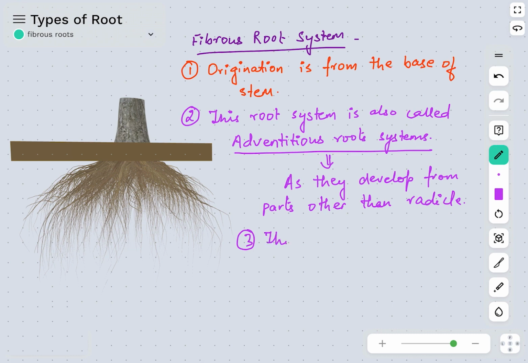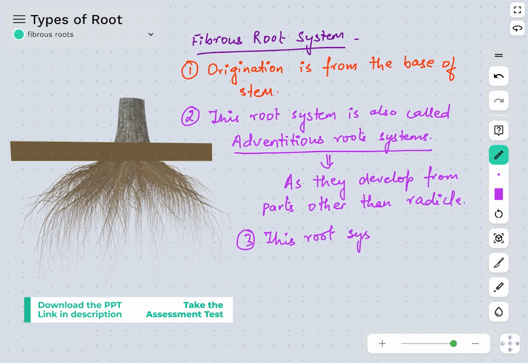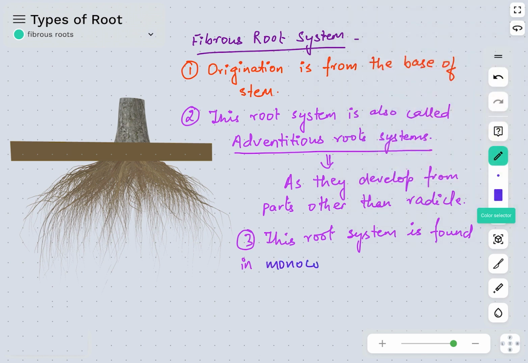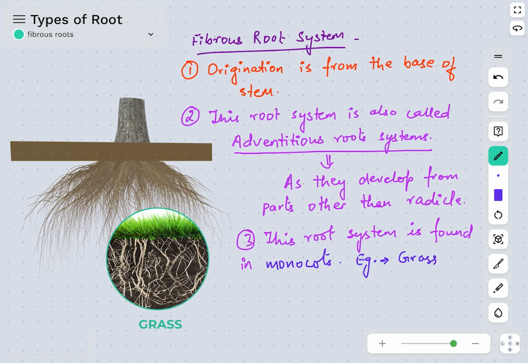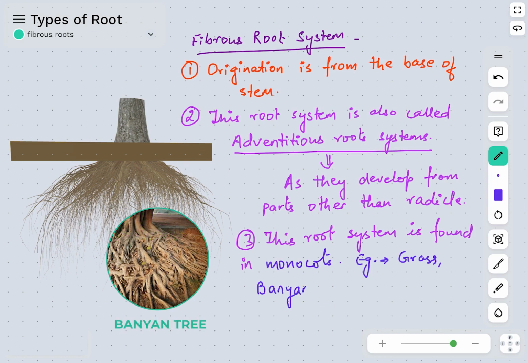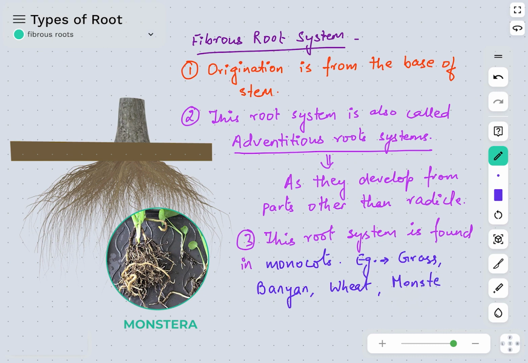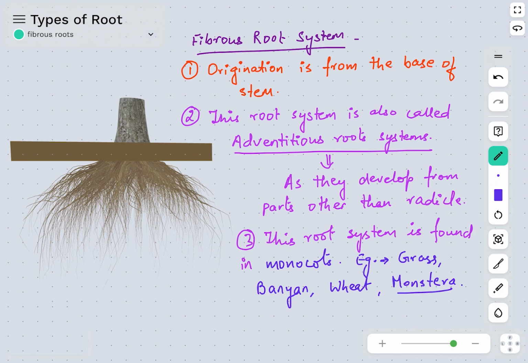All right, so this root system is prominently found in monocots. If you look into the examples of monocots, it will be grasses, then there is banyan, then there is wheat plant that comes under the cereals category, then monstera. All right, so this is about the origination of the fibrous root system. Why are they also called adventitious root system? Because their origination is different from that of the radicle, and that too from the base of the stem. And what categories of plants show fibrous root system? So this we have done.